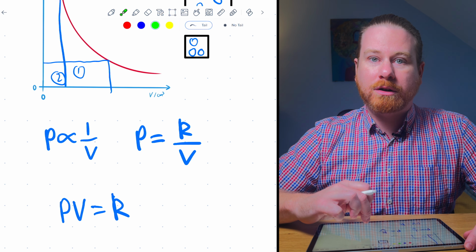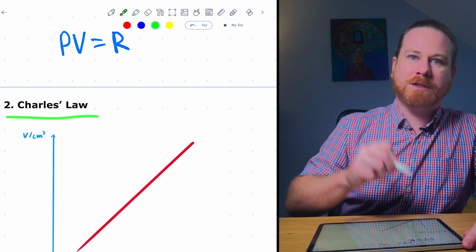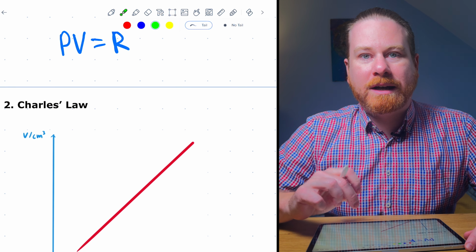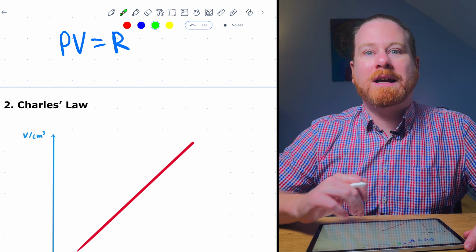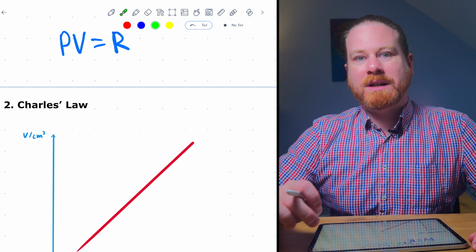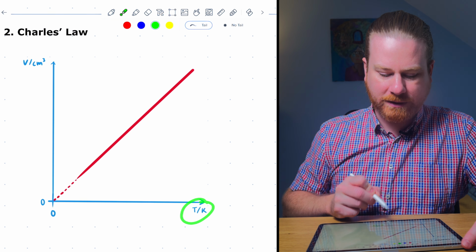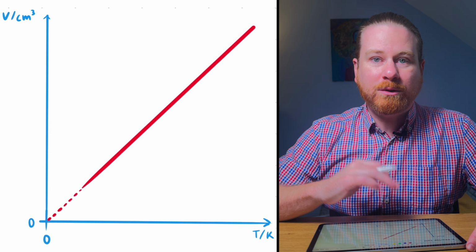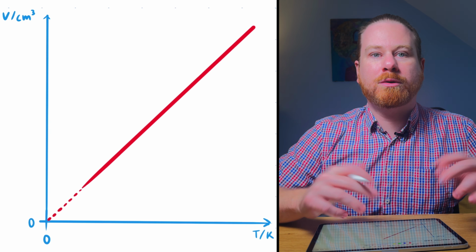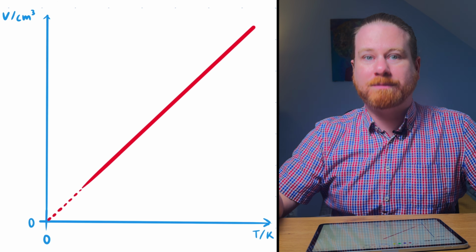Okay, so now on to the next relationship, and this is Charles's law. This is when the volume of a fixed mass of an ideal gas at a constant pressure is directly proportional to its Kelvin temperature. That's the key thing, it's its Kelvin temperature. As you increase the temperature, you give the molecules more kinetic energy and their volume increases.